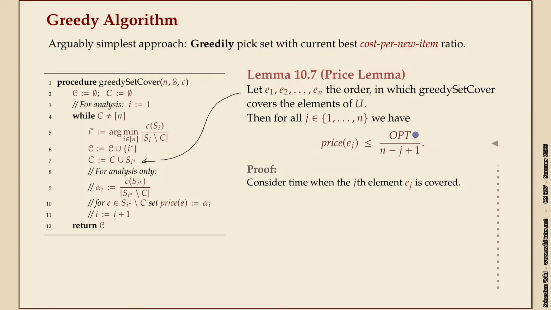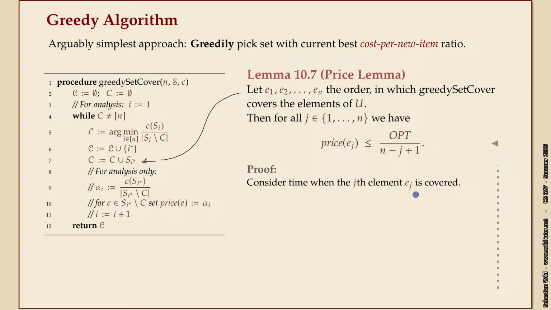But here this opt refers to the entire set cover. And it's divided by some term that when i gets bigger becomes smaller. So the overall upper bound here gets worse. Let's prove this. It's a simple proof, but I think it's insightful to do it briefly.